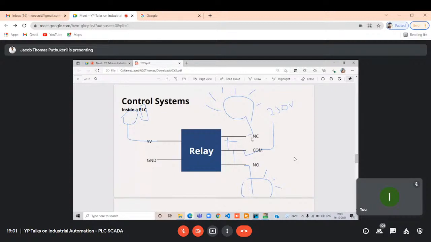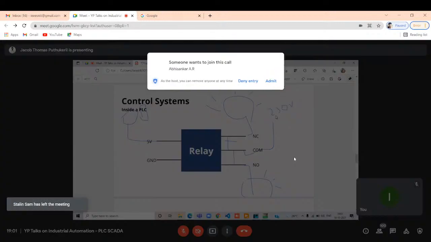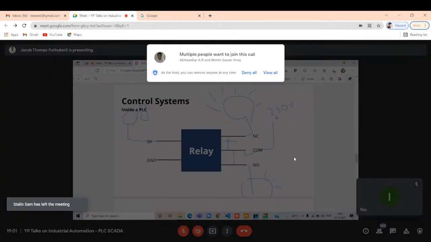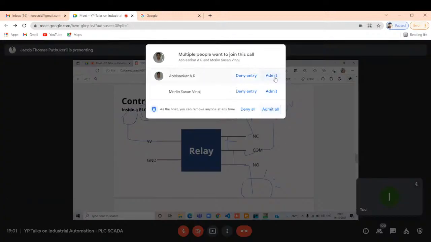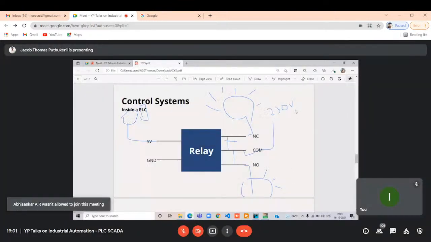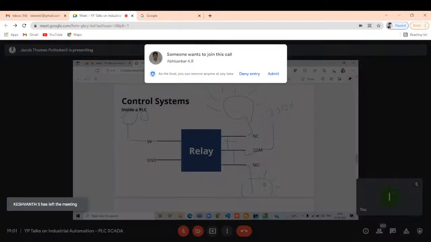So there is the normally closed, the normally open, and the common part. The common part is where we connect the 230 volts, or sometimes we connect the ground also. If in a normal scenario you are connecting a bulb here, the bulb will be glowing, and if you actuate it, this bulb turns off. Everyone might already know this.